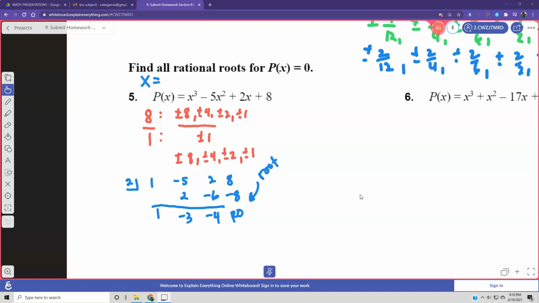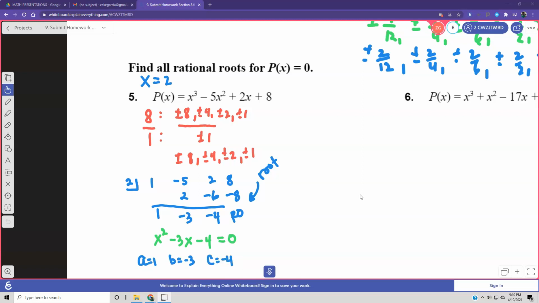X equals 2. And so now we have A is equal to 1, B is equal to negative 3, and C is equal to negative 4. So what do we have? We have x squared minus 3x minus 4 equals 0. So let's go ahead and use the quadratic formula. Remember that A is equal to 1, B is equal to negative 3, and C is equal to negative 4.